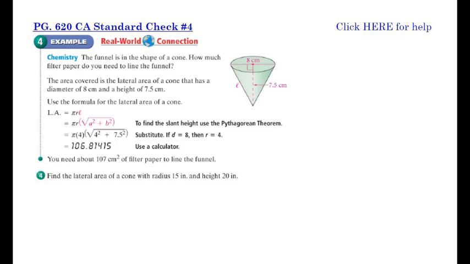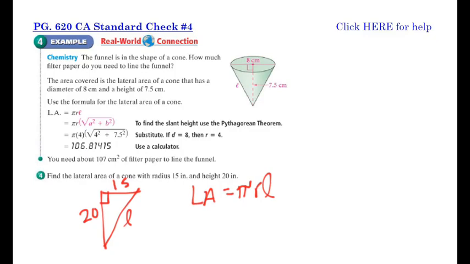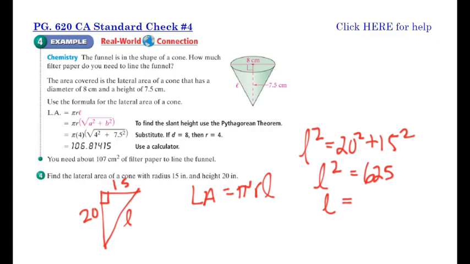Very similar to the last one, we're given a height though, so in this case straight down, and we're going to need to find the slant height for this. So to do that, we have 15 and 20, and then we use the Pythagorean theorem to figure out L. So L squared is 20 squared plus 15 squared, and it works out that L is 25.